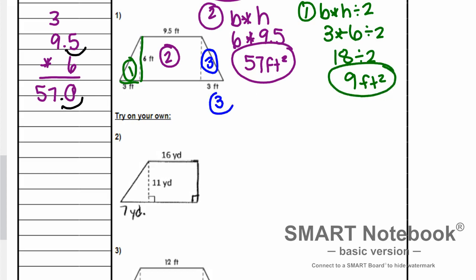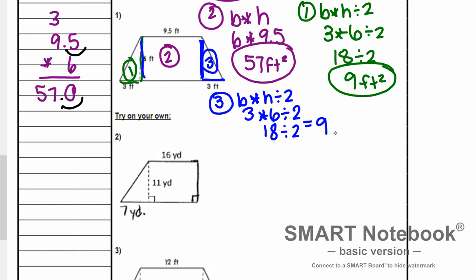Last but not least, I've got shape 3, also a triangle. Base times height divided by 2. Base is 3. My height is not written, so I look over to the other side, would be 6. In rectangles, the opposite sides are the same. Again, it's going to be 18 divided by 2, which will be 9 feet squared.